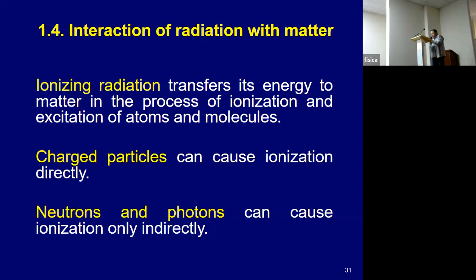Therefore, the interaction with matter is divided into two main types. Charged particles directly ionize the medium they pass through, while uncharged particles and photons can only cause ionization indirectly or through secondary charged particles. The interaction of neutrons with matter is so weak that it is not taken into account.